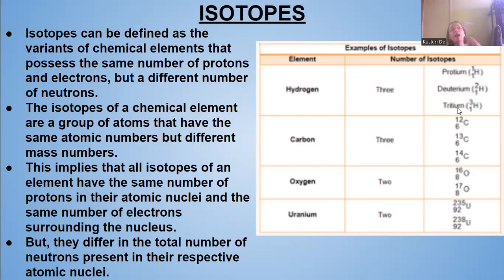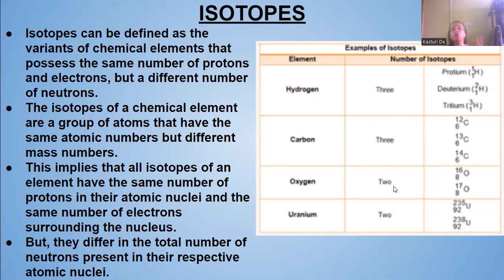Then tritium. Tritium has mass number 3 because of the presence of 2 neutrons there along with 1 proton. Okay, and atomic number is 1 because of the presence of 1 electron. Clear? Carbon has 3 isotopes: carbon 12, carbon 13, carbon 14. Carbon 12 has mass number 12, atomic number 6, that is 6 electrons, 6 protons and 6 neutrons. Carbon 13 has atomic number 6, that is 6 electrons, and 13 means 6 protons and 7 neutrons. Carbon 14 has atomic number 6, 6 electrons, 6 protons and 8 neutrons. Clear? That's why the mass number differs.